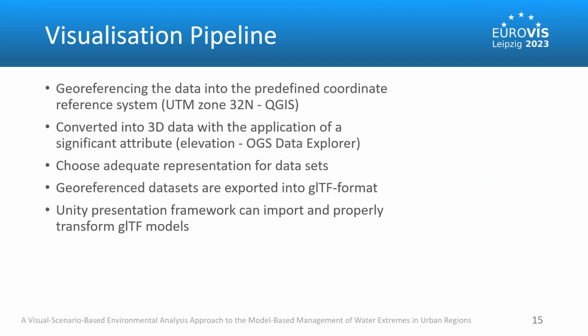The overall visualization pipeline starts with georeferencing the data into the predefined coordinate reference system. For this particular study, all the datasets are reprojected to the UTM Zone 32N reference system in the QGIS application. Afterwards, they are converted into 3D data with the application of a significant attribute, mostly the elevation of the data, in OGS Data Explorer. The mentioned 3D data can either be a surface mesh or a 3D representation of vector data. Line strip data type is used for representation of the rivers and streams, while the measurement stations are defined as point data.